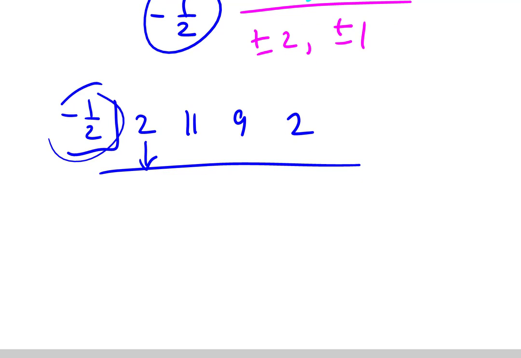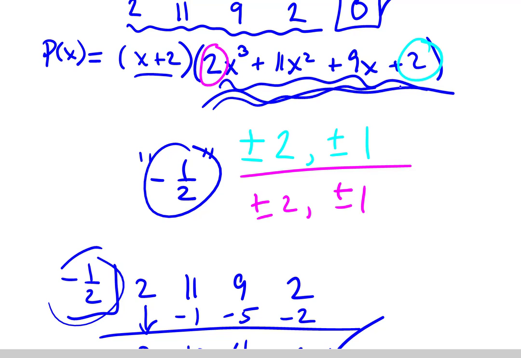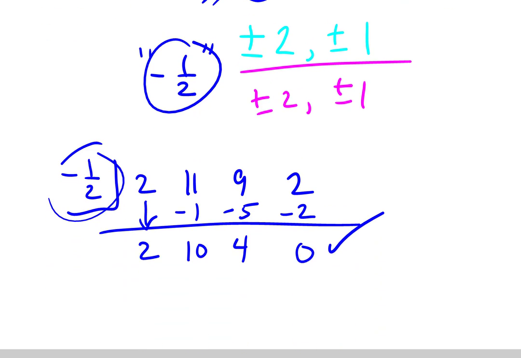If we go through synthetic division, we'll drop the 2 down. -1/2 times 2 would be -1. Add down vertically and get 10. -1/2 times 10 would be -5. Add vertically and get 4. -1/2 times 4 would be -2. Add vertically and get 0. And what do you know? That means, according to our theorems, that -1/2 is indeed a root of, again, this 4-term factor we had just at our previous step.